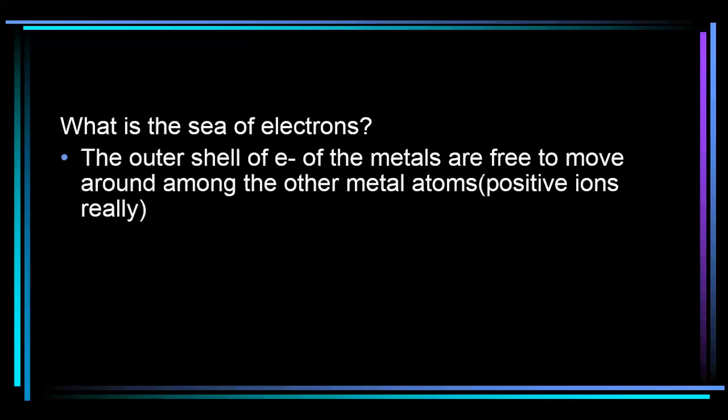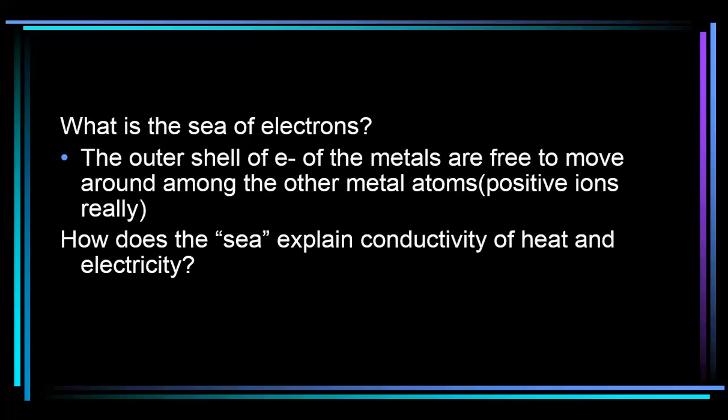The sea of electrons are the outer shell electrons that don't stick with the atom that they originated from. They kind of just take off and they flow around. It's called the sea of electrons. No one actually owns those outer shell electrons anymore. Yes? So that's only with metals. Yeah, only with metals. No one owns those electrons anymore. They're free to move around.